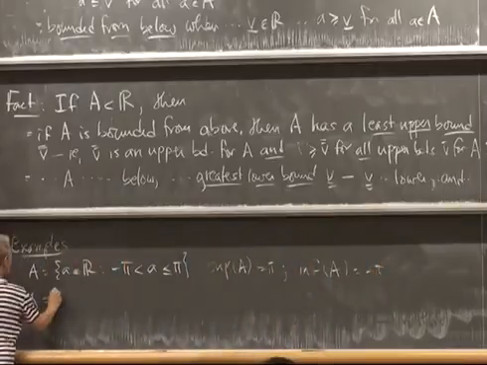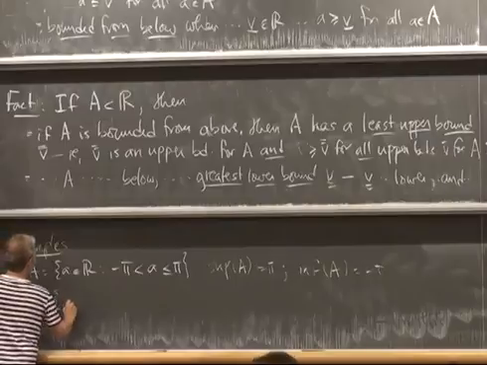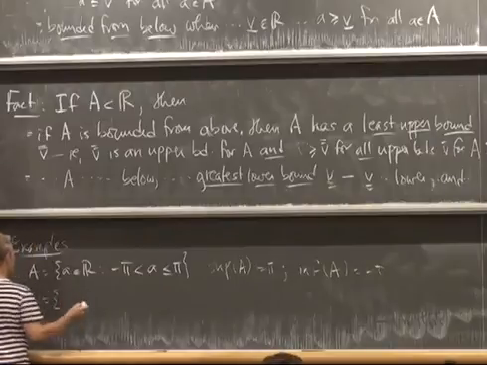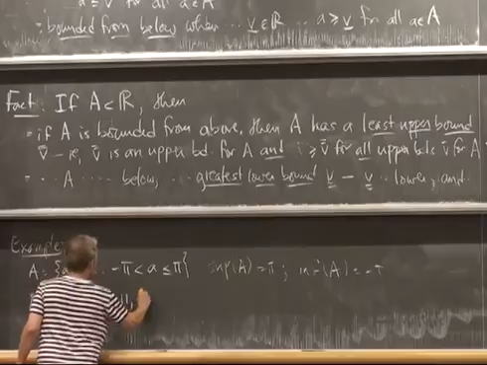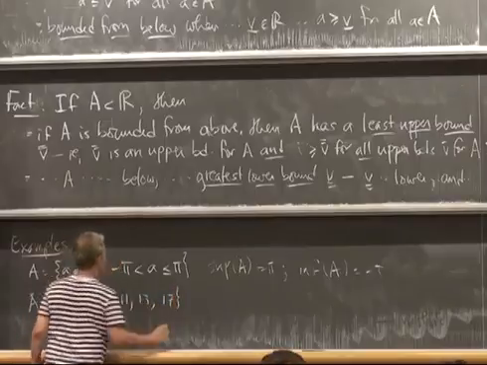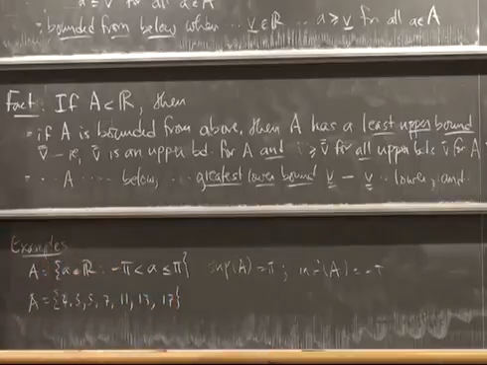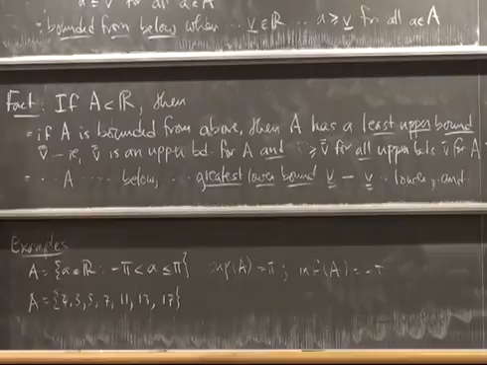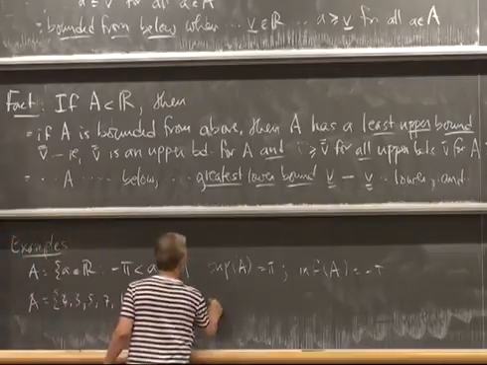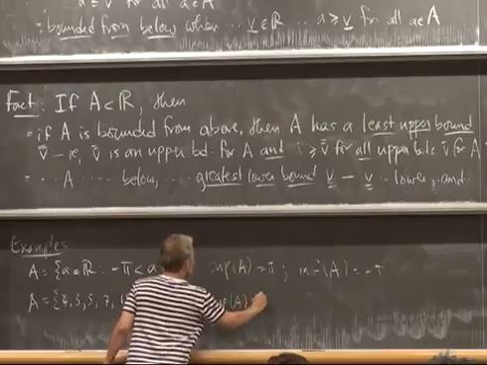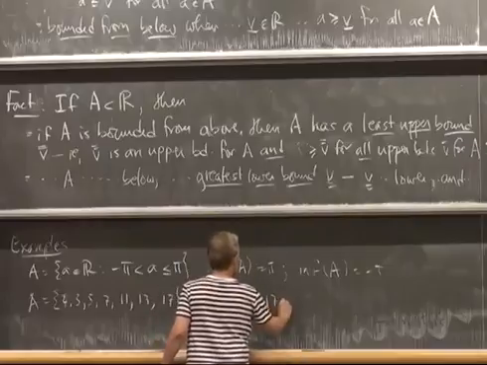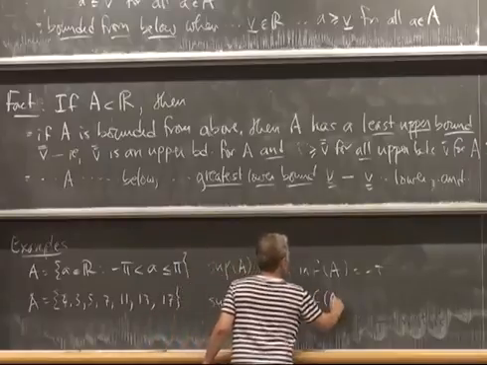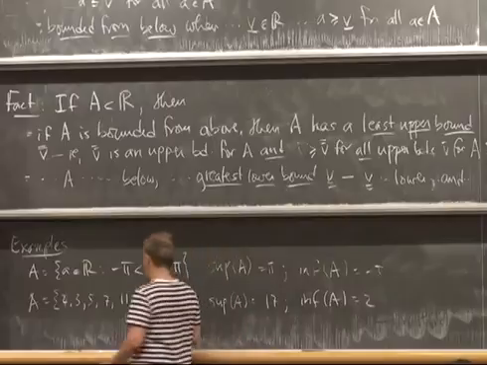How about this one? A is the set of all things of the form, well, let's make a finite set. Let's do an interesting one: 2, 3, 5, 7, 11, 13, 17. What is the sup of A? Say it louder. 17. What's the inf? Okay, how about this one?